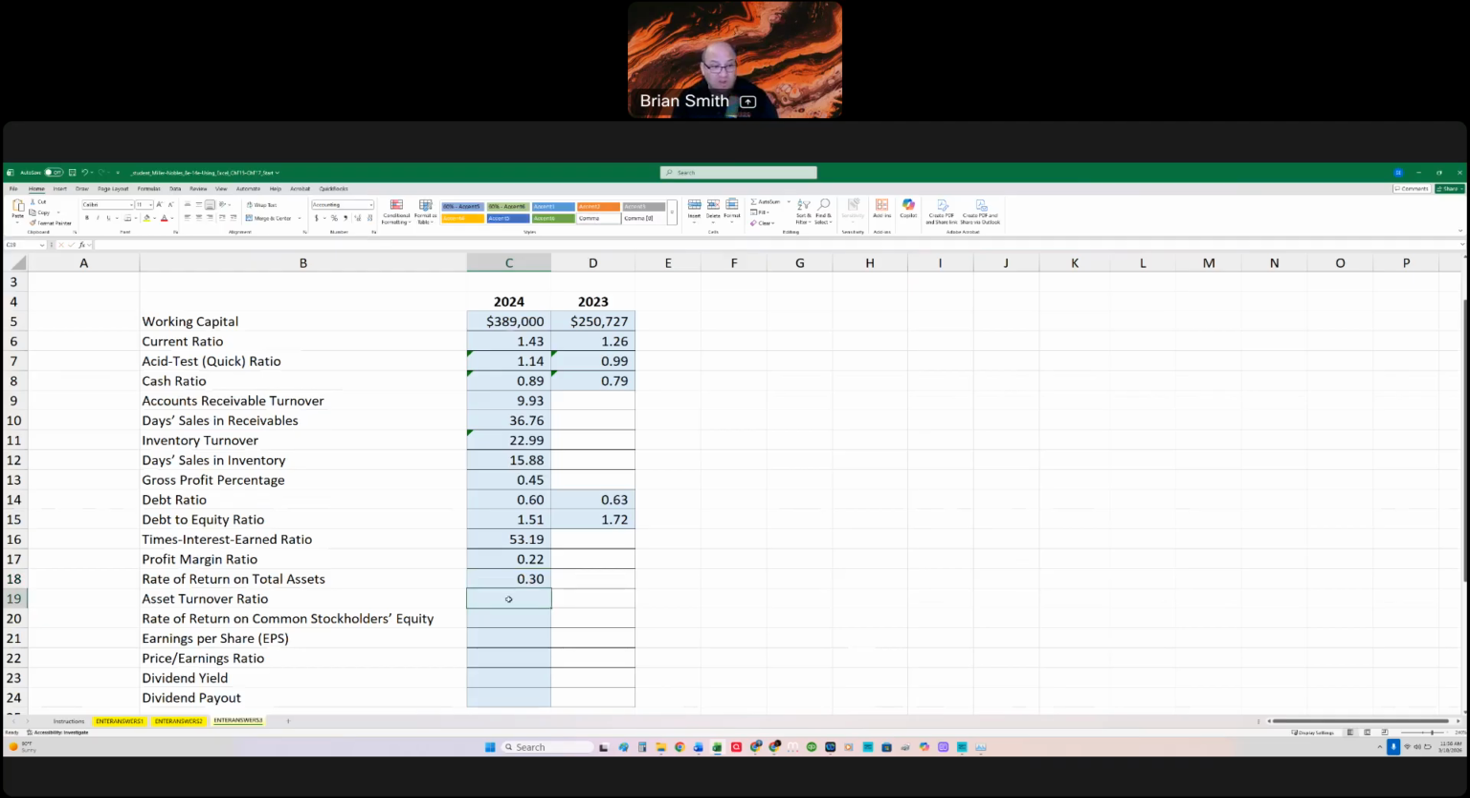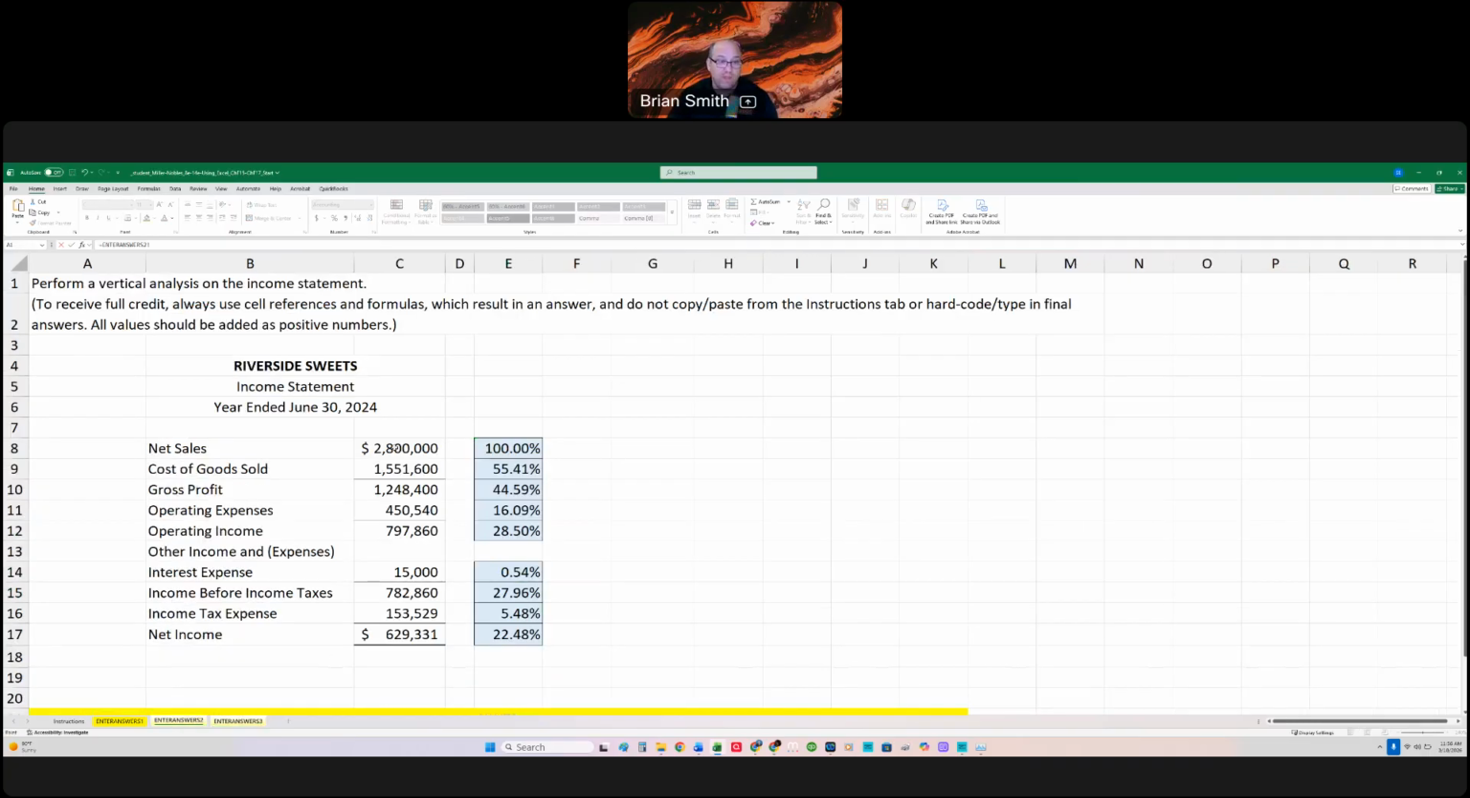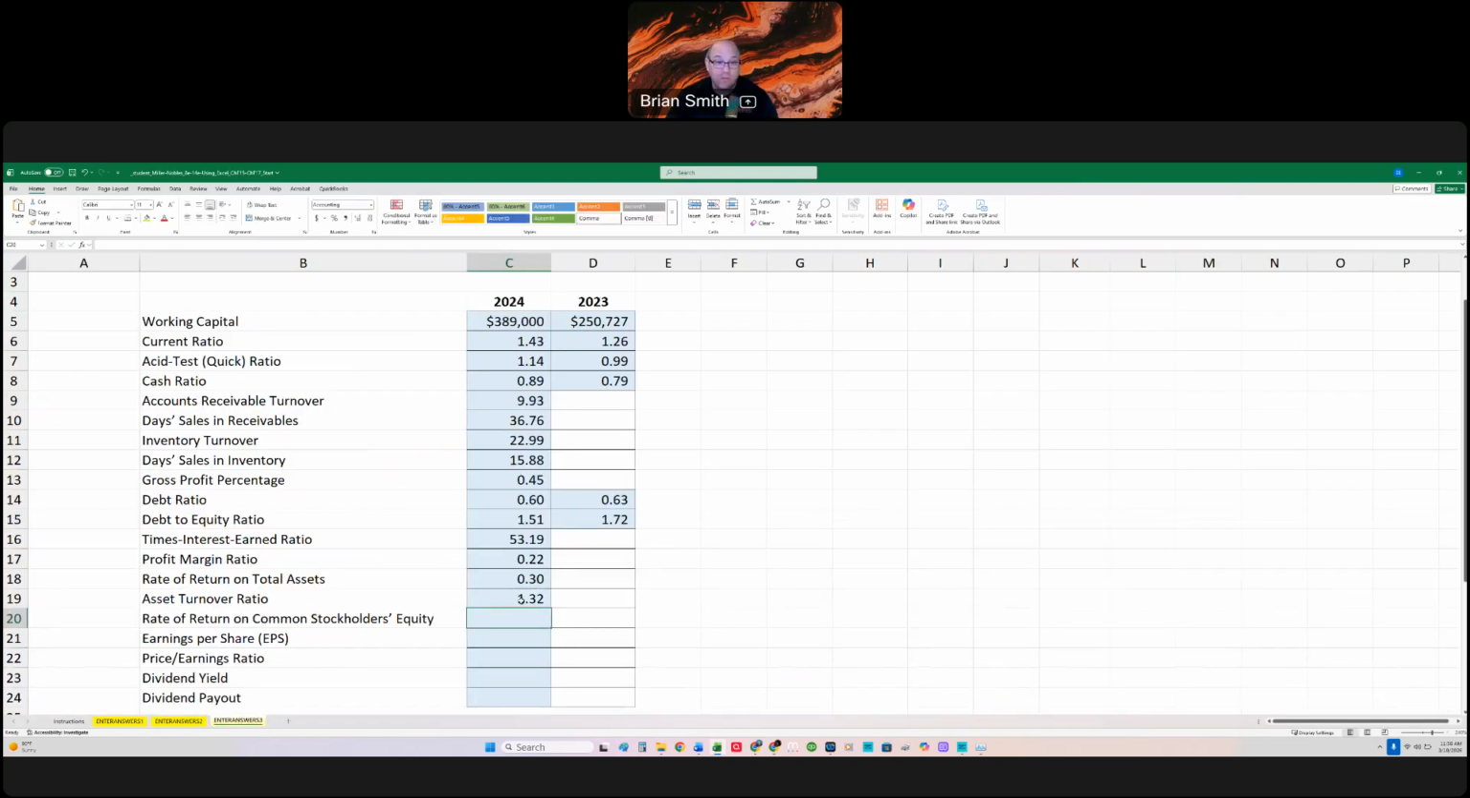Then I just need to find my net sales revenue to calculate the asset turnover ratio. So I'm going to hit equals net sales revenue. There it is, cell C8. And then I'm going to hit Control V and it pastes the rest of that formula that I needed in there. So my formula looks like this. Go ahead and pause it to put that information in there.